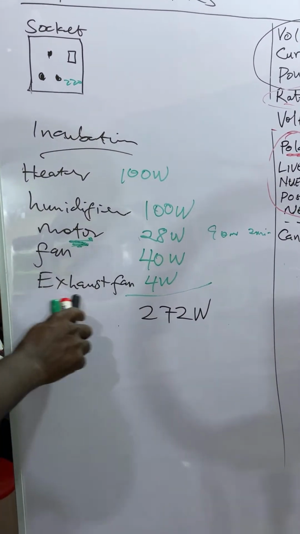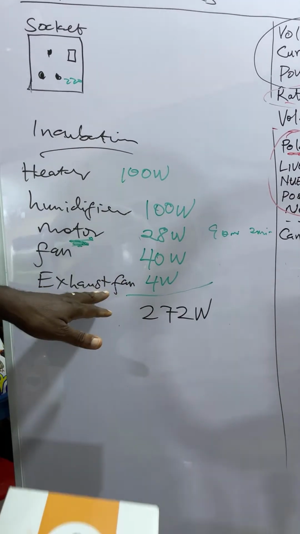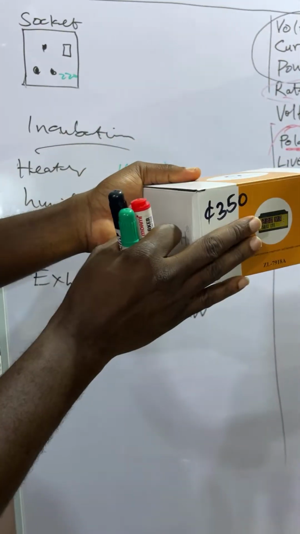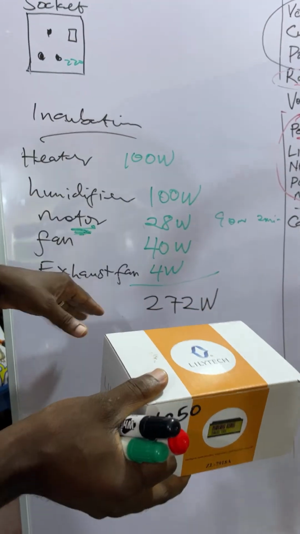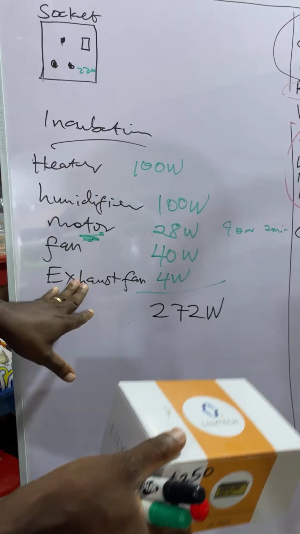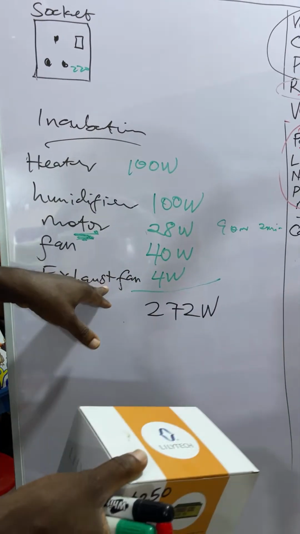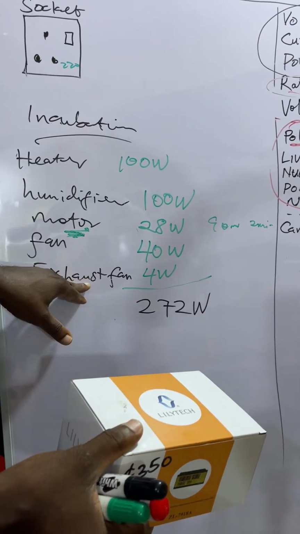The same with the exhaust fan. The exhaust fan only works when you have overheating. So the controller will tell the exhaust fan, the heat is too much, come on, pull some of the heat out of the box, and then it will work. After some minutes, the controller will tell the exhaust fan, oh, it's okay, you can go off and rest.